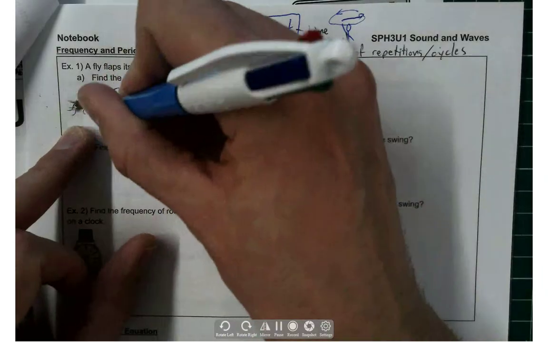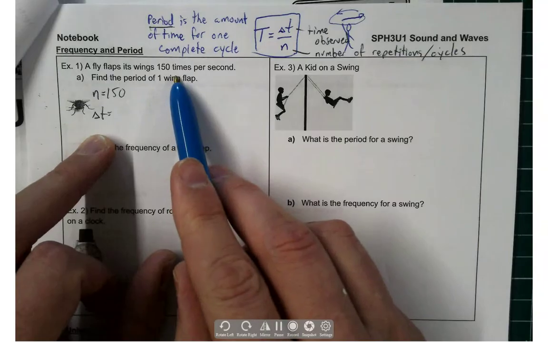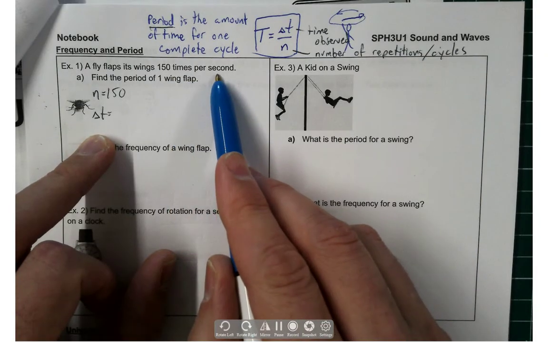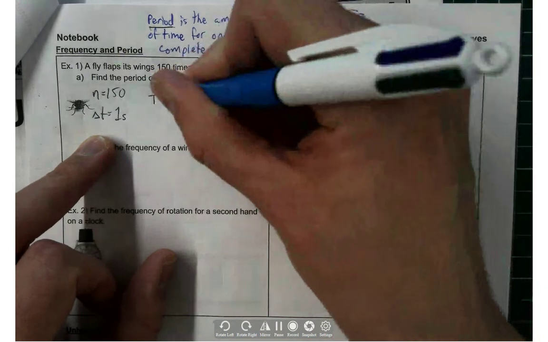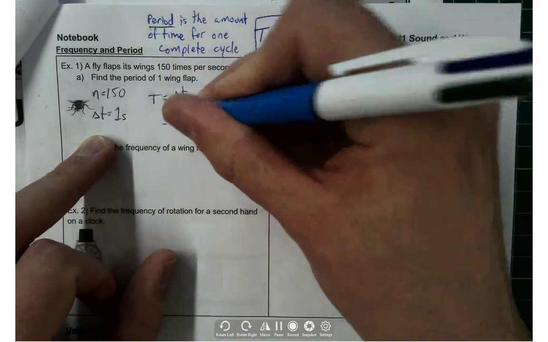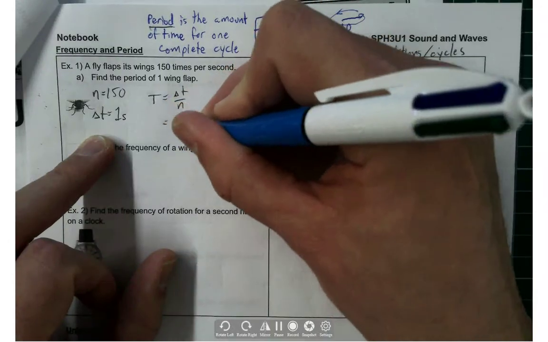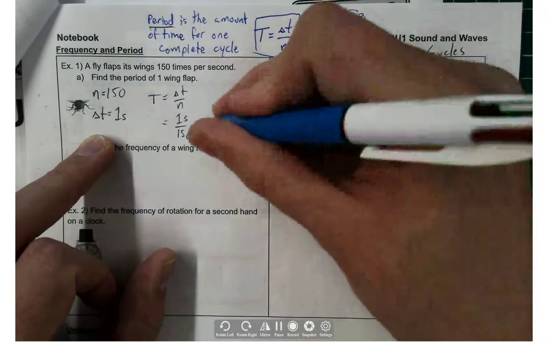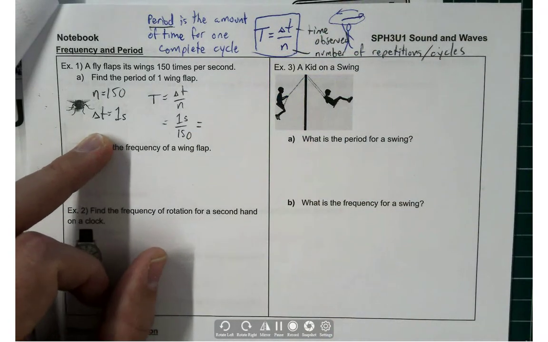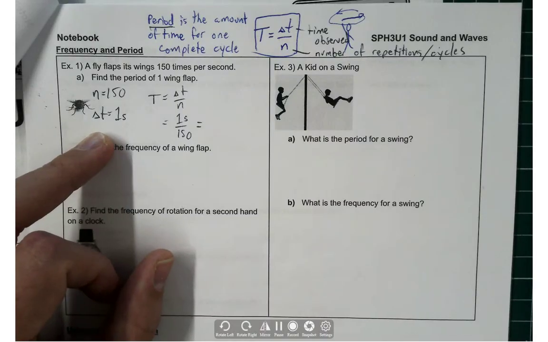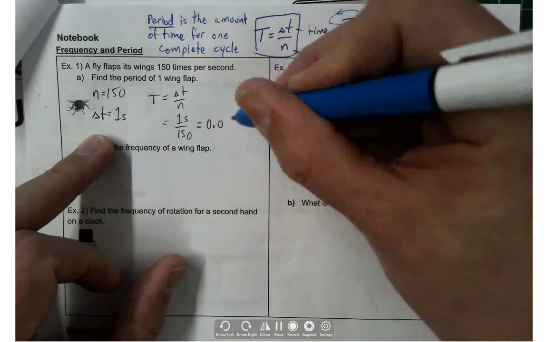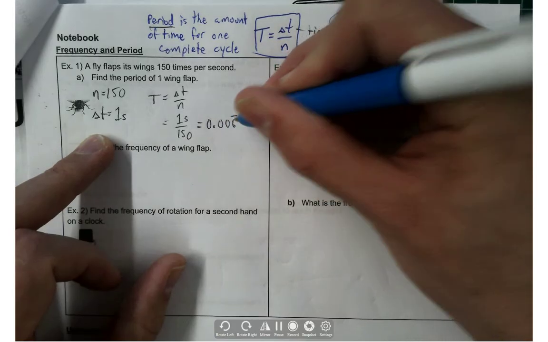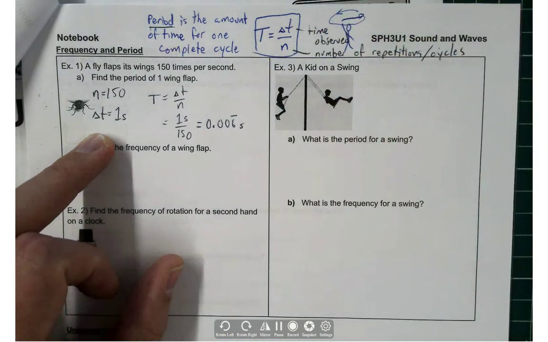The amount of time, well, that's an interesting question. It says that it is 150 flaps per second. Doesn't that mean that it's per 1 second? So the delta T must have been 1 second. So if I was going to calculate the period, we just said that period is delta T over N. All right, 1 second divided by 150. Somebody with a calculator, help me out. What's 1 divided by 150? It's not going to be a big number. Tiny. All right, 0.00, and then the 6 is repeated? So that's how long it takes for one fly flap. That's the period for a fly flap.